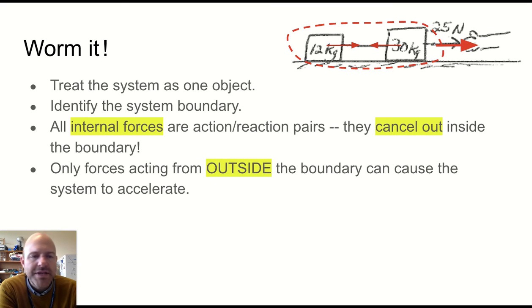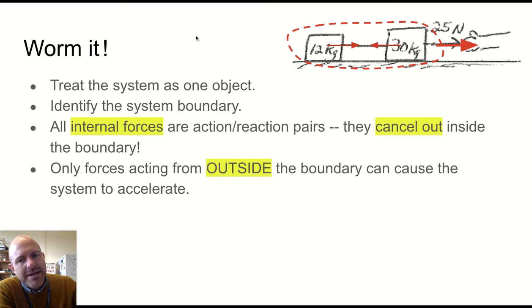This is sometimes called the sock method or the snake method. Basically, what you're doing is you're encapsulating all of the masses that are connected to each other in something and saying, whatever's inside, we're going to ignore. These are the internal forces, action-reaction pairs, and they cancel out inside. And only forces from the outside acting on this can actually cause the system to accelerate. And in this case, that's just the applied force of 25 newtons, or tension force, whatever you want to call it. The system boundary is important.